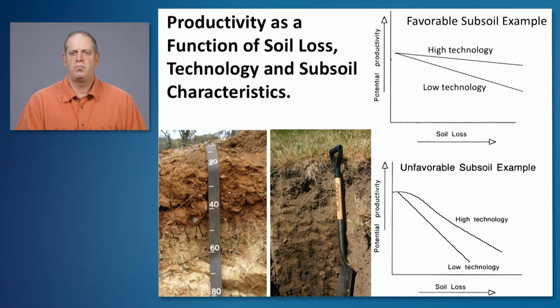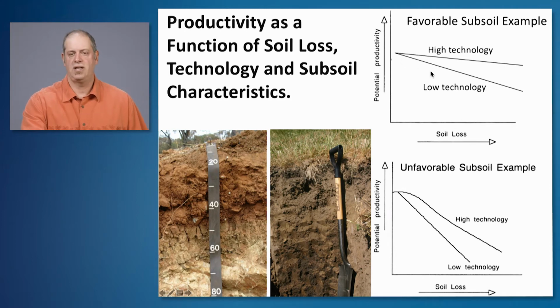And so I'm making this same point with these graphs here. We're seeing that productivity is a function of soil loss and technology and the characteristics of subsoil. And these are just kind of a modeled figure that shows productivity across the y-axis and soil loss across the x-axis. So in areas where we have high technology, we can essentially limit the effects or mask the effects of subsoil loss. If we irrigate or if we fertilize, even if we're losing soil, increasingly losing soil, it has a diminished effect on productivity.